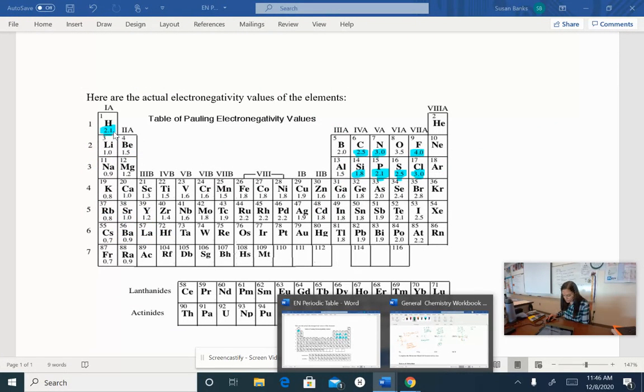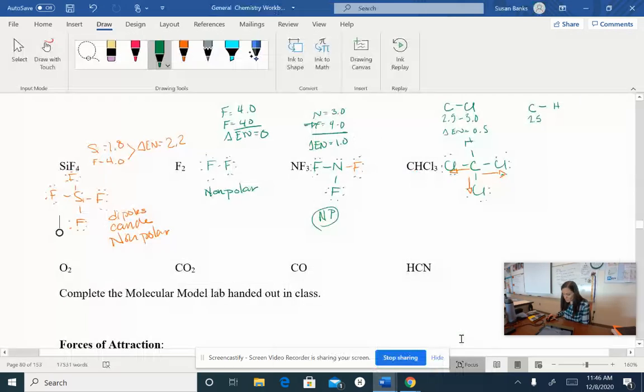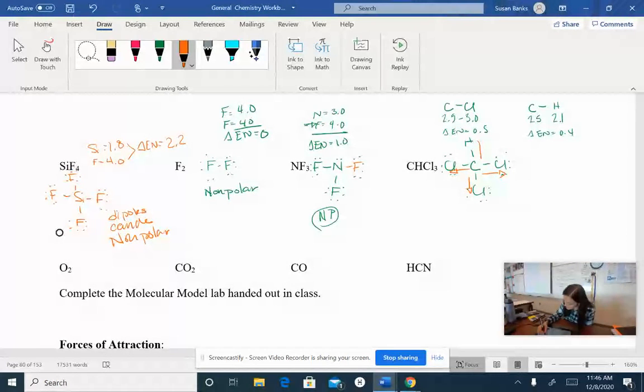Hydrogen is 2.1, so we're going to put hydrogen as 2.1 here. So the difference here is 0.4. Now, carbon is more electronegative than hydrogen, so when we look at this dipole, it's actually pulling towards the carbon. Okay? So let's look at this on the PhET.